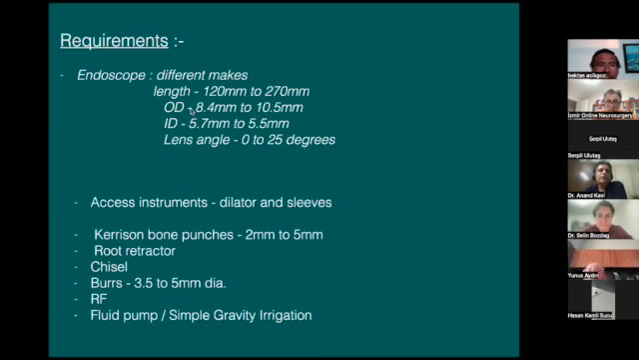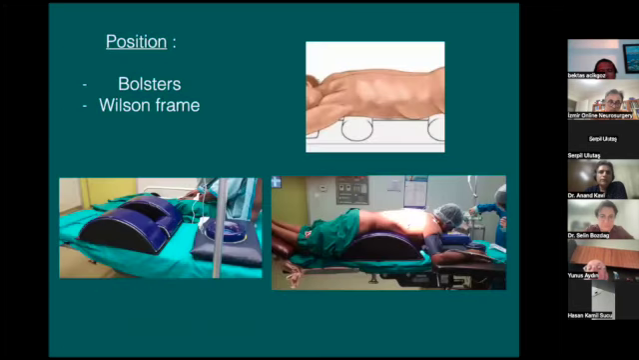Now, these are the requirements. You require a specialized endoscope with a central channel of minimum 5.5 to 5.7 millimeters, with a lens angle from 0 degrees to 15 degrees to 25 degrees. Certain access instruments are required. And then, yes, the Kerrison bone punches, root retractors, burrs, chisel, radio frequency probes, and fluid pump. I particularly do not use any fluid pump. I use simple gravity irrigation, which is more safe and it gives me a very clear vision.